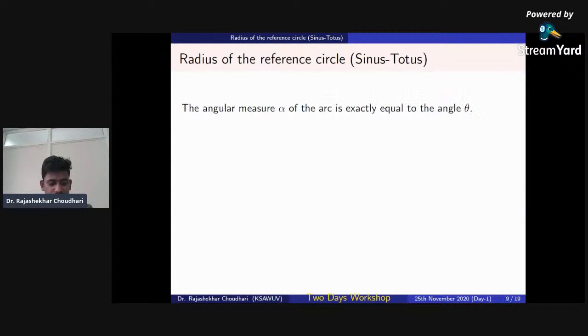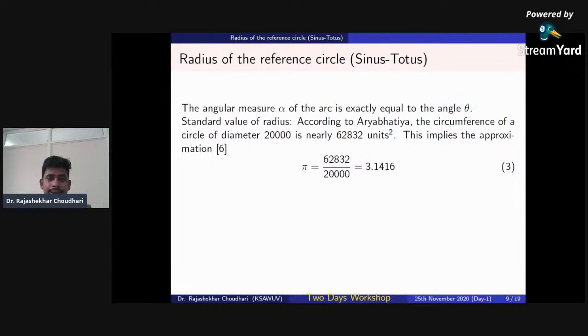The angular measure, this alpha chosen by the Indians, is exactly equal to the angle theta. And to calculate the value of r, we need to know the value of pi. The approximation to pi was given by Aryabhatta, who gave pi equal to 62832 divided by 20,000, which comes up to be 3.1416. So it was an approximation given by Aryabhatta.